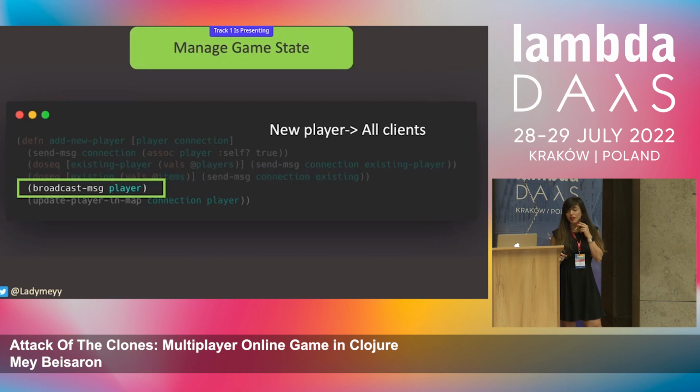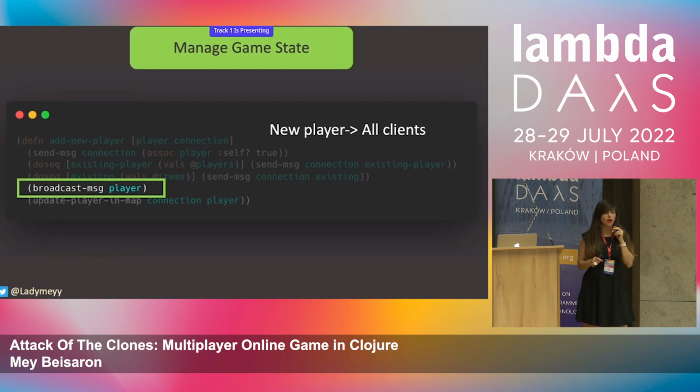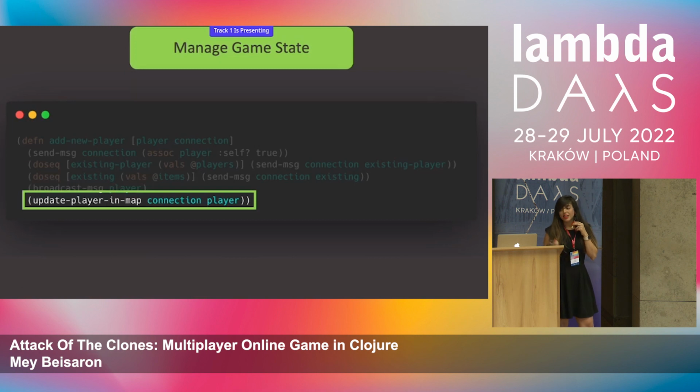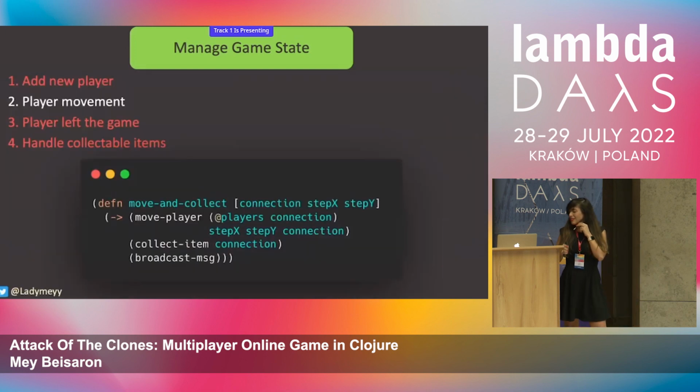So now we have the broadcast message function, that is also a function that I wrote in order to wrap the Websockets API. This function actually calls the send message function that I showed you before. What it does is send the same message to all connected clients. And what we want to do is to send the new player to all of the connected clients. We want everyone to know that there is a new player who joined the game. So that's what we're doing in this line. And then lastly, at the end of this function, we update the player in the map. We add the player to the general map of all players, and then that's it.